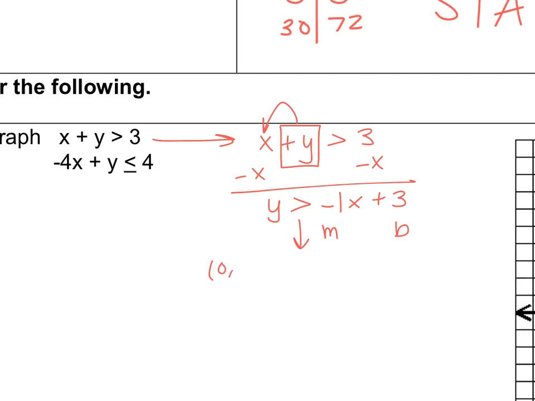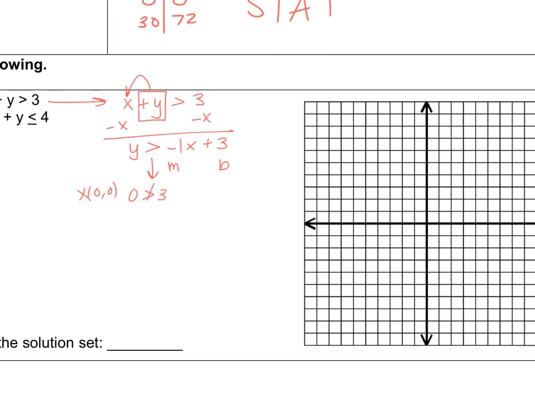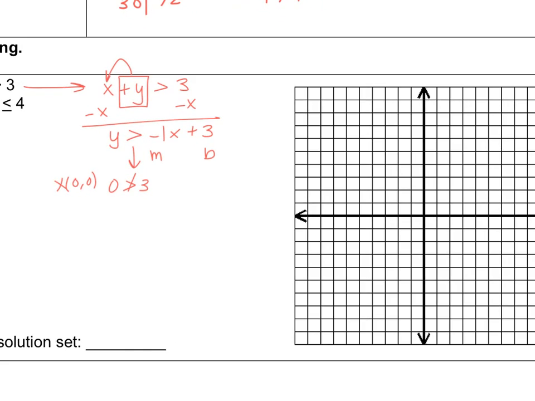So if I test the point 0, 0, then y becomes 0. That x is completely canceled out. So we're looking at, is 0 greater than 3? Nope, it's not greater than 3. So 0, 0 is not going to be a solution. So let's see what happens when I go to graph this.